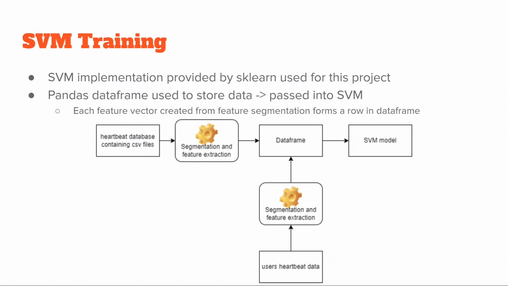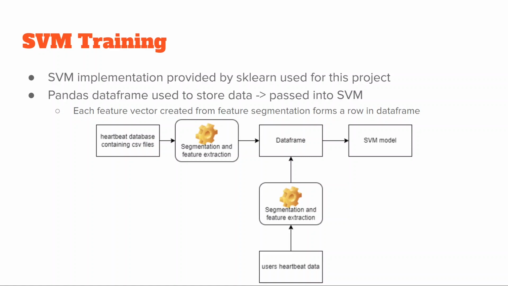as its input. As you can see in this diagram, to train the SVM, we firstly had a database of heartbeats. These heartbeats were of the negative case and were necessary to train the SVM to distinguish between the correct and incorrect heartbeats. These heartbeats underwent segmentation and feature extraction as has been described before being stored in a data frame. Now, when training, the user will input their heartbeat as the positive case.